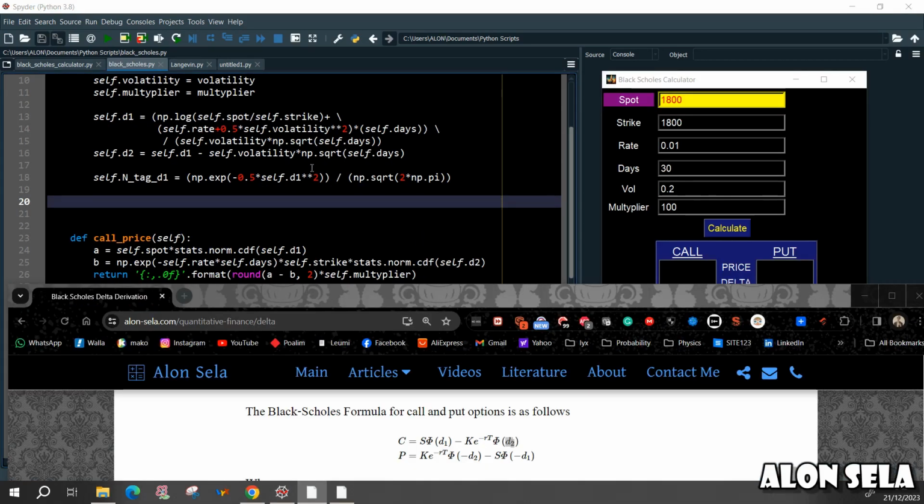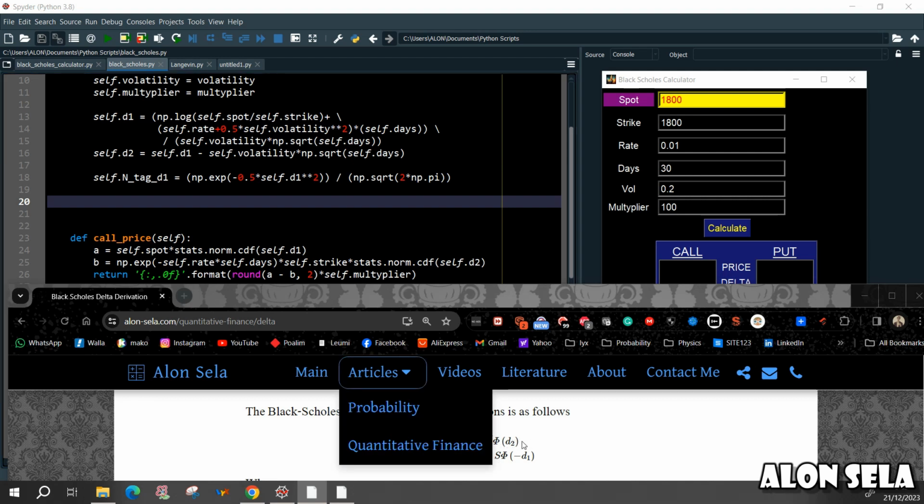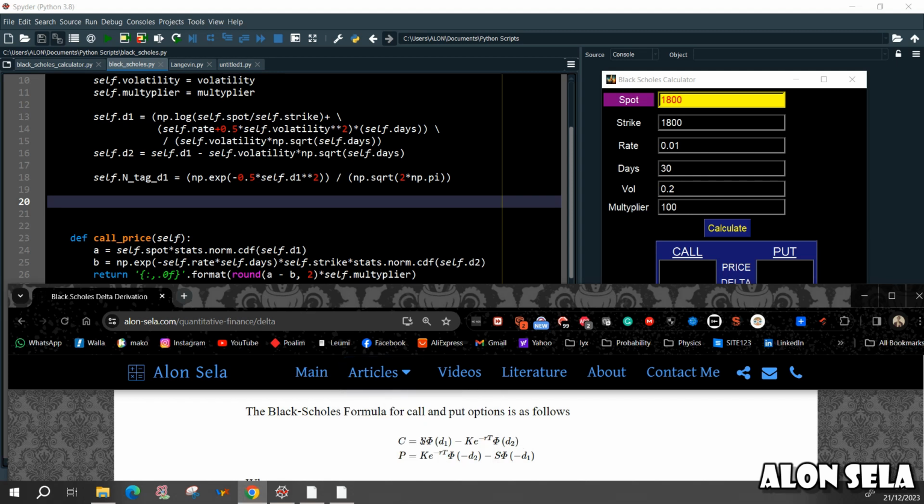Okay, so now let's go to pricing a call option, and as you can see, the price for a call option is the spot price times the area to the left of D1 minus the strike price times e to the minus rT times the area to the left of D2. So this is exactly, I broke it down into two parts.